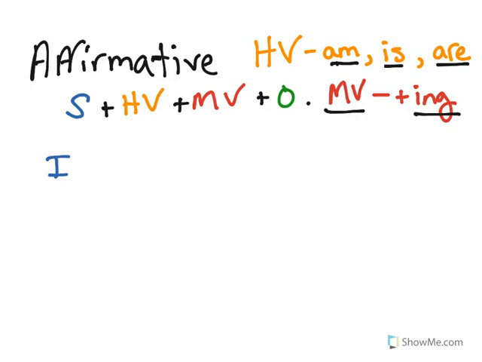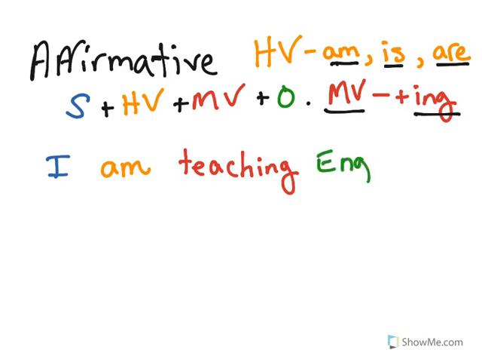And then I'm going to use my helping verb. And so we know for the subject I that we use am as our helping verb. And then I might use the verb teach. Now, I'm not going to use the simple form of the verb this time. This time I'm going to use the ing form of the verb. I am teaching. And of course, what am I teaching? I am teaching English.